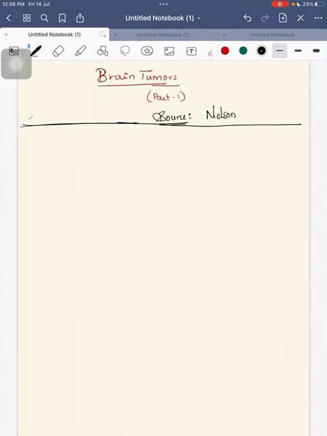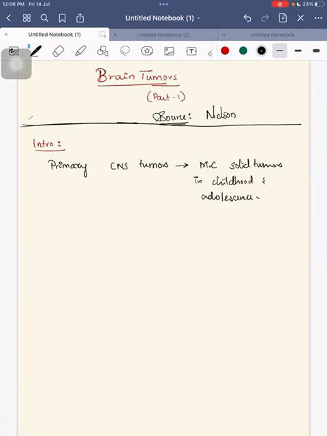Since it is a very big topic, I have made it as a part 1 and part 2 session. So starting off with the introduction. Primary brain tumors are the second most common solid tumors in childhood and adolescence. So primary CNS tumors are the most common solid tumors in childhood and adolescence.